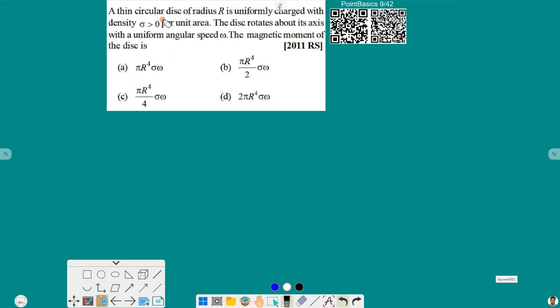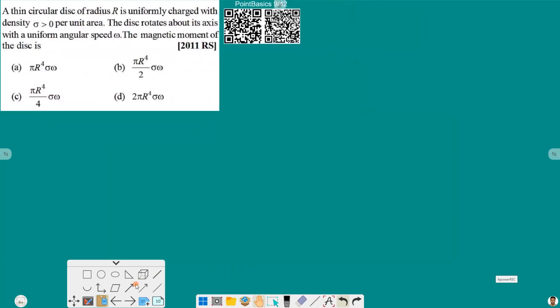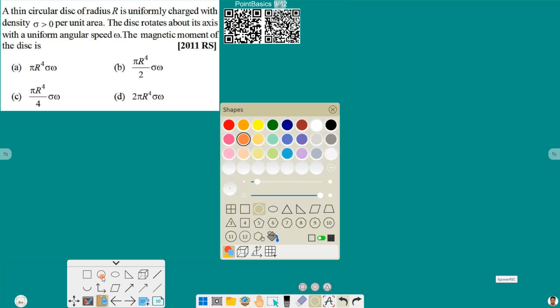A thin circular disk of radius r is uniformly charged with density sigma greater than 0 per unit area. The disk rotates about its axis with uniform angular speed omega. The magnetic moment of the disk. So we have to find the magnetic moment of the disk, and this type of question can be solved in two ways. Let's start with the simpler one, and then we will use the normal method.